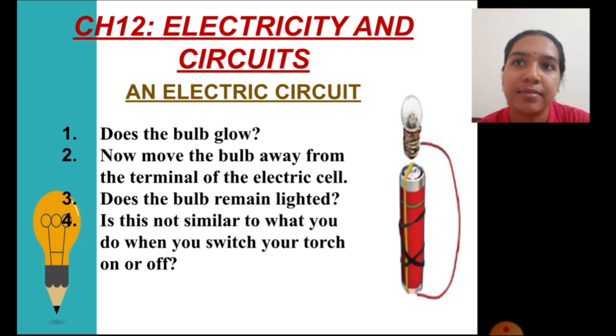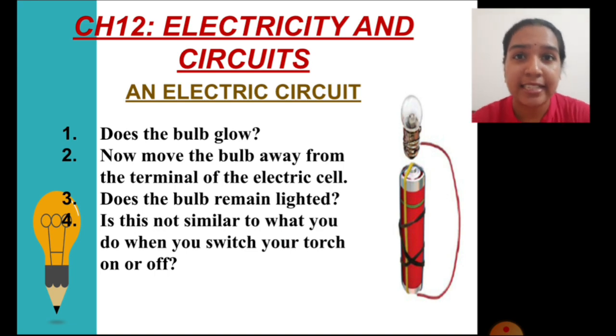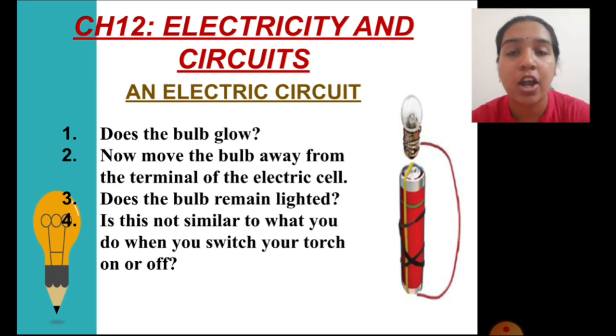What do you observe then? Do you see the bulb glow? If you move the bulb away from the positive terminal of the electric cell, does the bulb glow? And if you keep the base of the bulb out of contact with the electric cell and observe that the bulb does not glow, can you relate that to the switched off position of the torch? Let us understand these questions through a few observations.